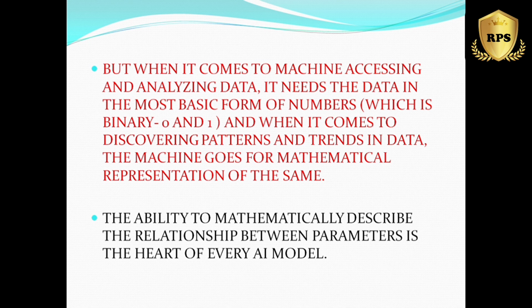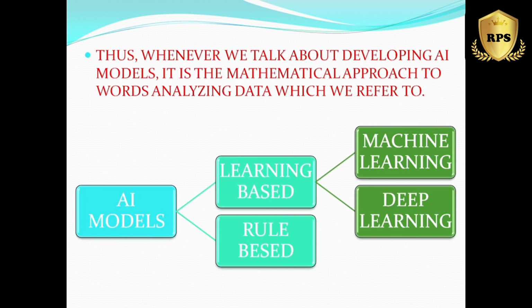And when it comes to discovering patterns and trends in data, the machine goes for a mathematical representation of the same. If a human is looking at our graph, they can easily analyze it through their mind, but the machine needs a long mathematical representation to understand it. The ability to mathematically describe the relationship between parameters is the heart of every AI model. Thus, whenever we talk about developing an AI model, it is the mathematical approach to analyze data that we refer to.